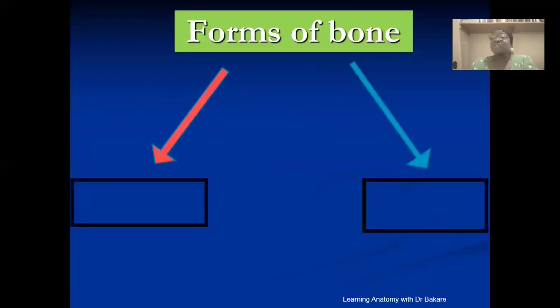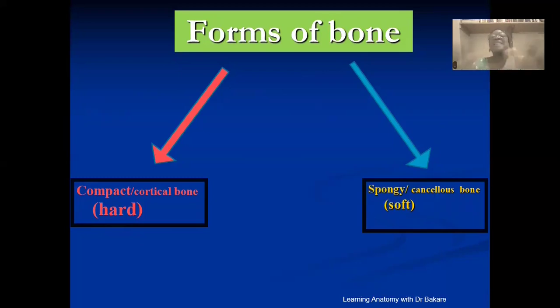We have two major forms of bone. Bone can be compact, which can also be referred to as cortical bone. These bones are seen to be hard, and we also have the spongy type of bone, which is also referred to as the cancellous bone. This type of bone is seen to be soft. So we have the hard type of bone and also the soft type of bone. So these are the two forms in which bone can exist.